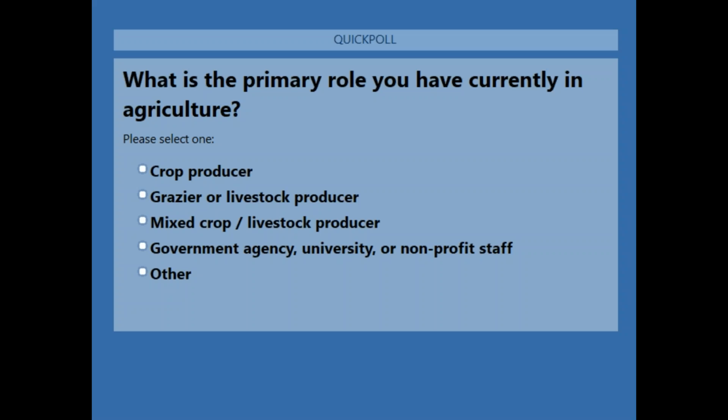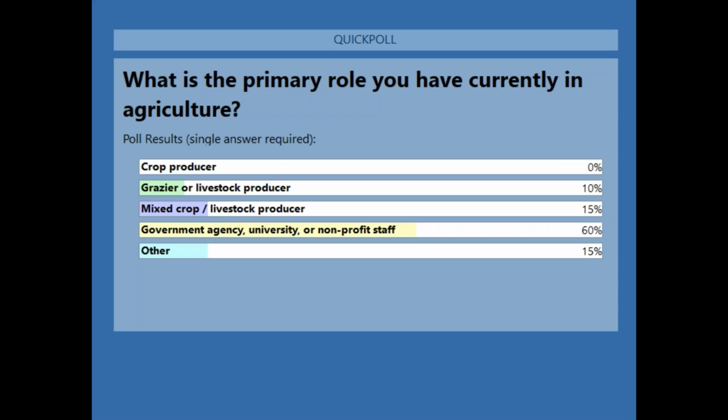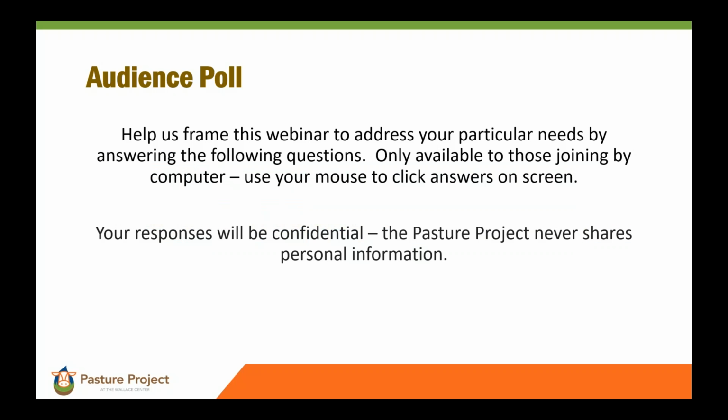So the first one, what is the primary role you have currently in agriculture? And so just select one: crop producer, grazer, livestock producer, mixed crop / livestock producer, government agency, university, nonprofit staff, or other. We'll just give this a few seconds. Okay, interesting. So the majority we have here today, government agency, university, or nonprofit staff, and then tied with mixed crop, livestock producer, and other. Welcome, everyone.